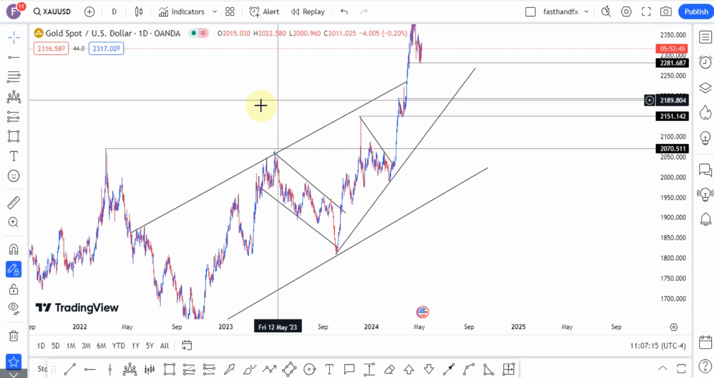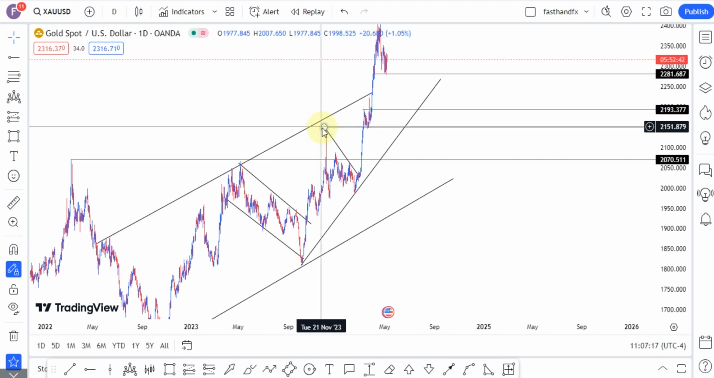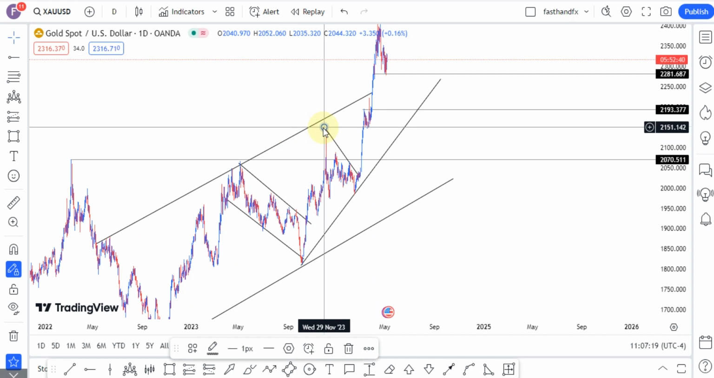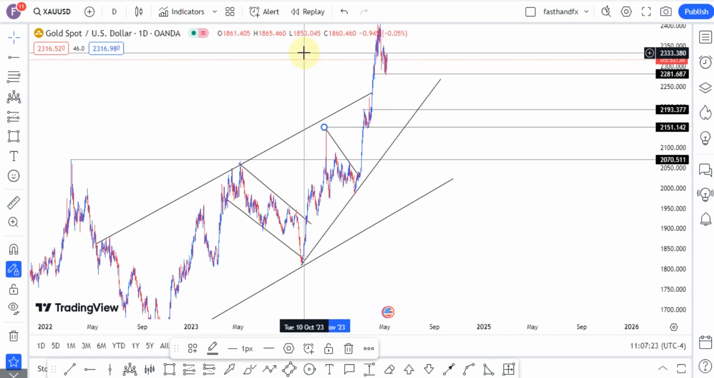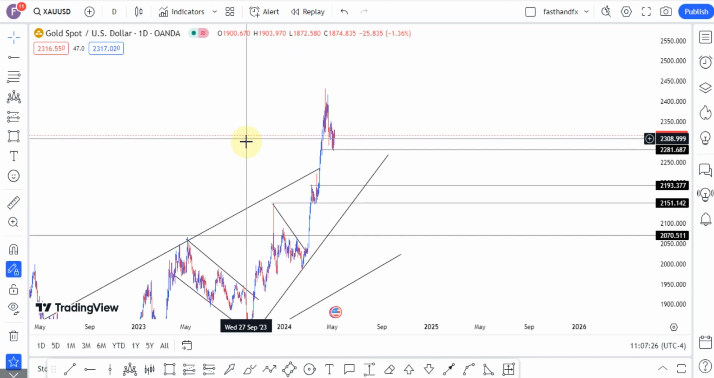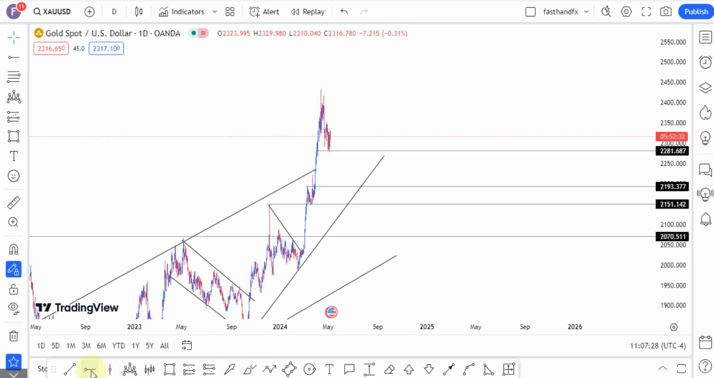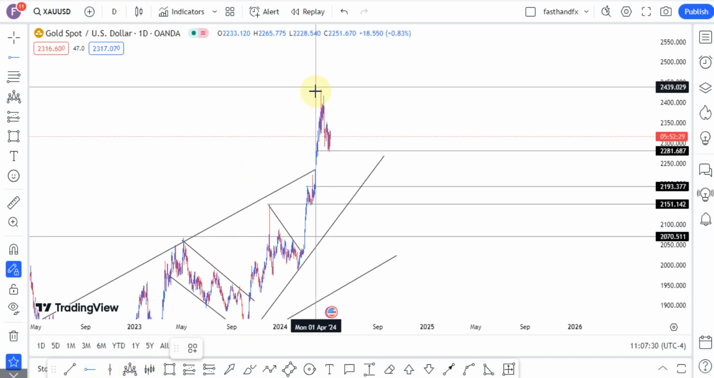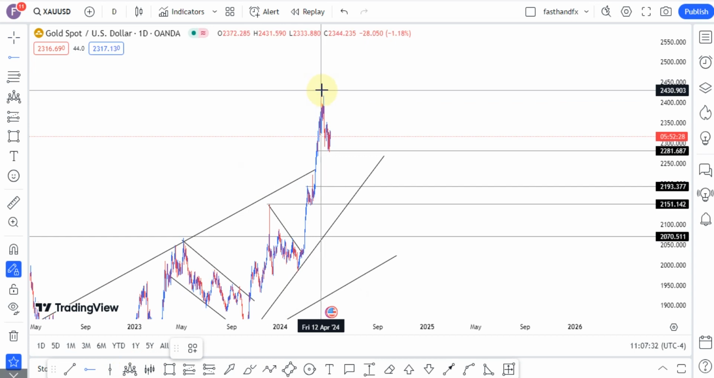Then when the market is below this area, we call this a resistance area. So for instance, in this market, this is our resistance area up here.